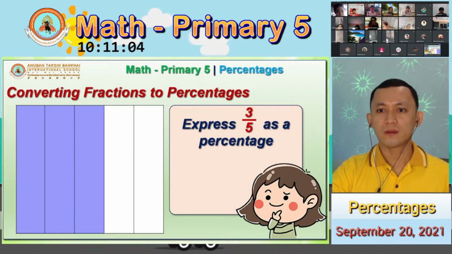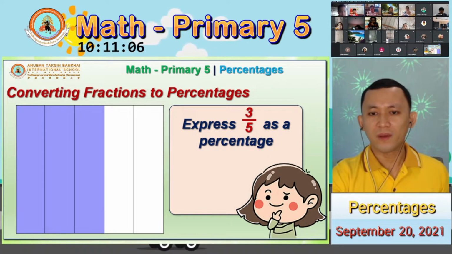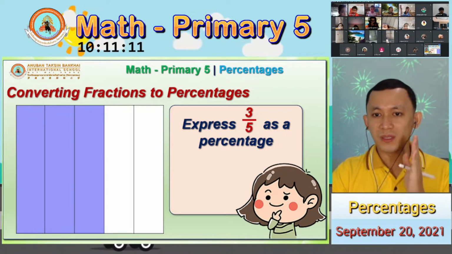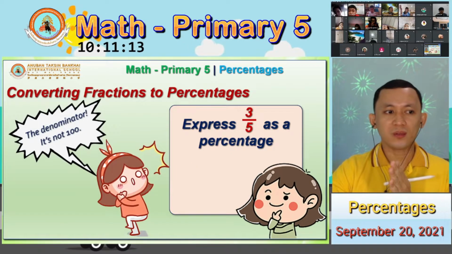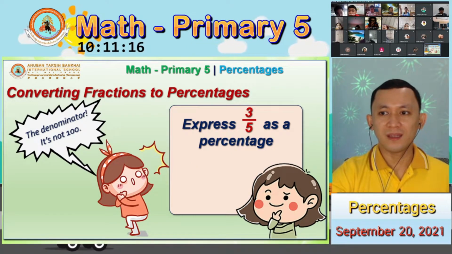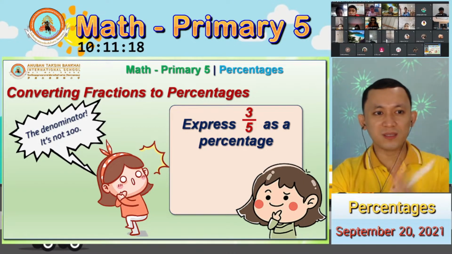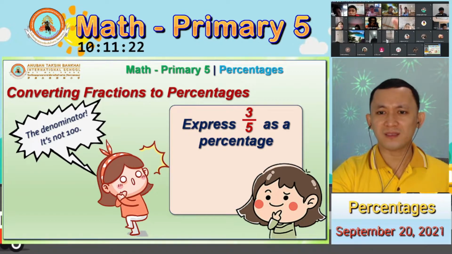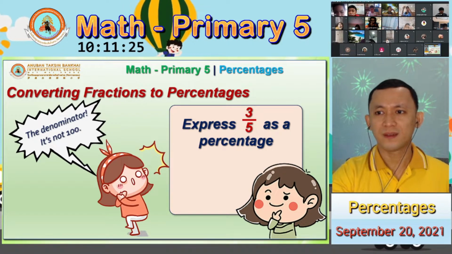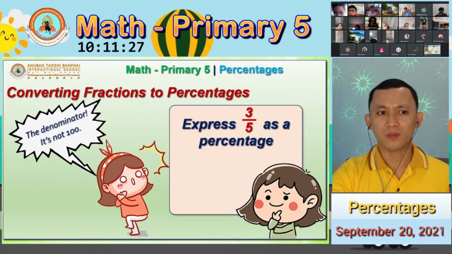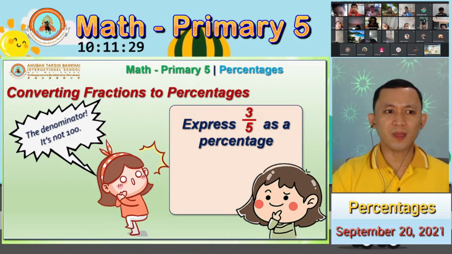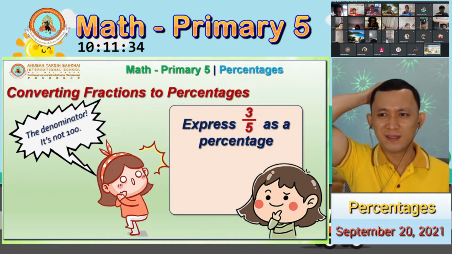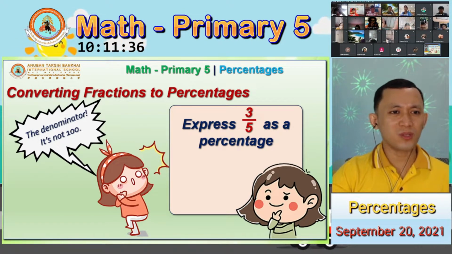Now, we have here an example. We have 3 over 5. We change this to percentage. Teacher, the denominator is not 100, it's 5. What are we going to do? What's the rate?